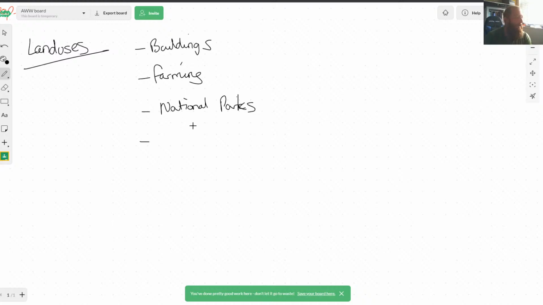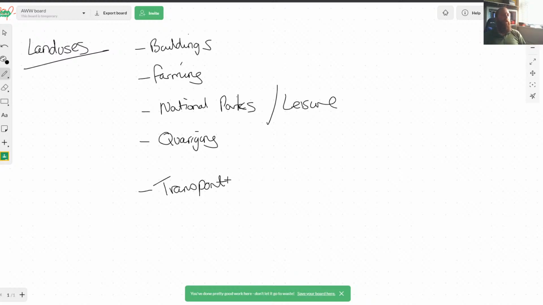So buildings, farming, we've got national parks. What else do we use it for? Quarrying. Let's put national parks and leisure. And let's look at transport.